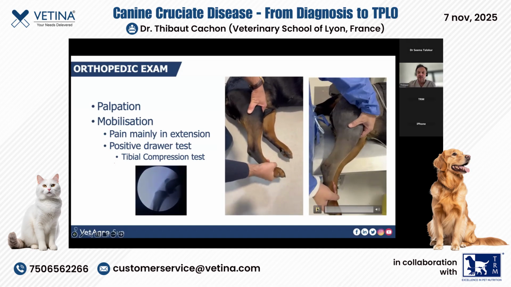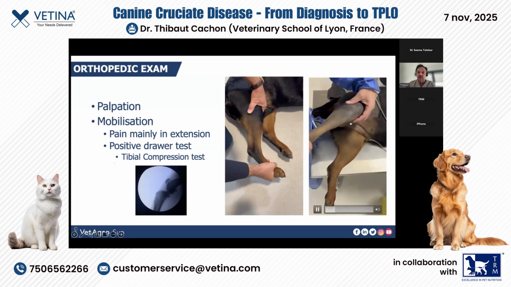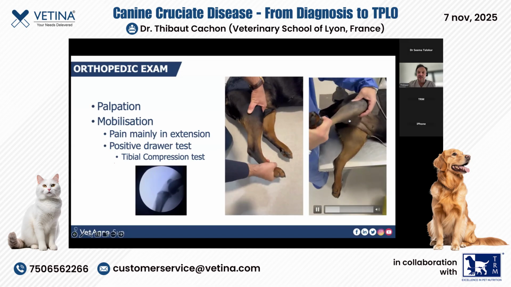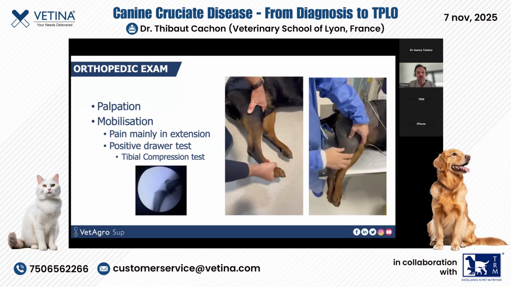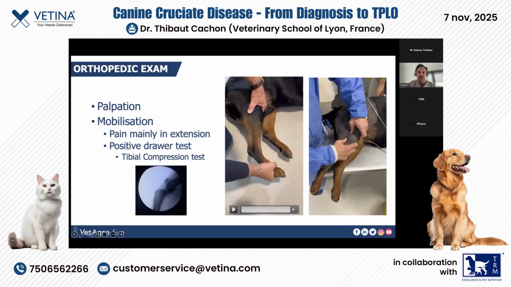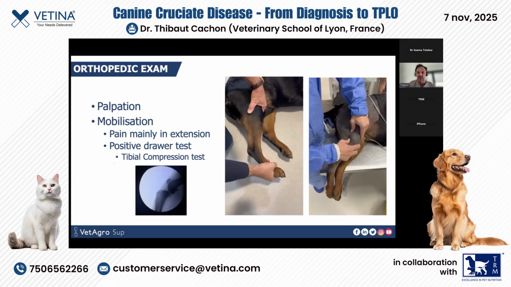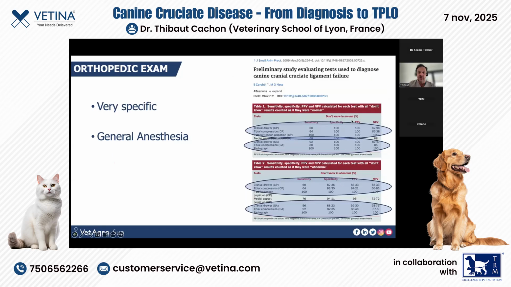You can also get the same feeling with the dog under general anesthesia, and you clearly see the advancement of the tibia when you palpate this dog and do the tibial compression test. When the dog is not sleeping, I get the feeling that the tibial compression test is better compared to the standard drawer test. But in the study which I showed you last time, there is not a clear difference between the two tests.